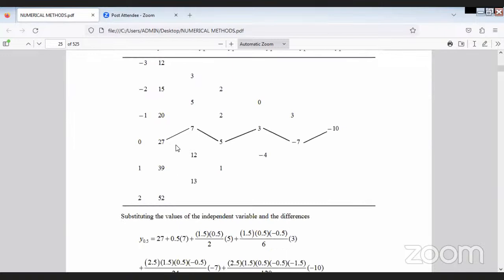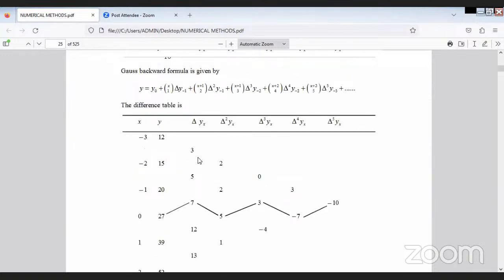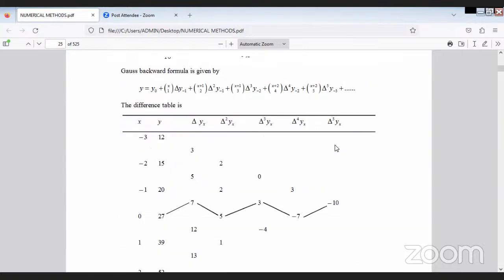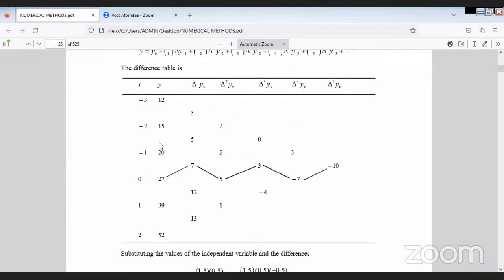So minus 1, minus 2, 1, 2, 1, 2 we are taking here. So values I'm writing here 12, 15, 20, 27, 13, and 52. So 15 minus 12, 13, 3, 20 minus 5, 27 minus 7, 39 minus 27, 12. Yeah, 52 minus 13, 13. 5 minus 3, 2, 7 minus 5, 2, 12 minus 7, 5, 13 minus 12, 1.